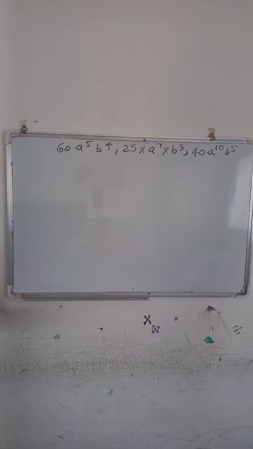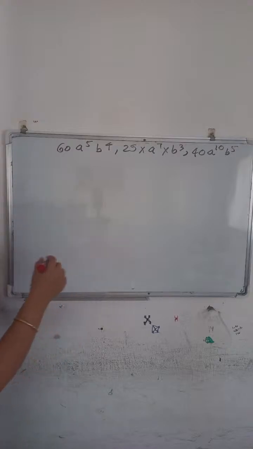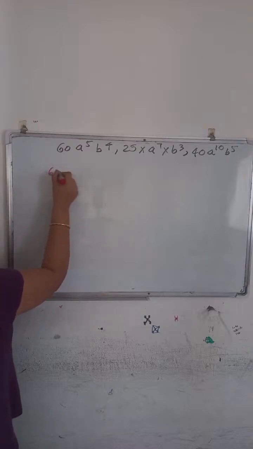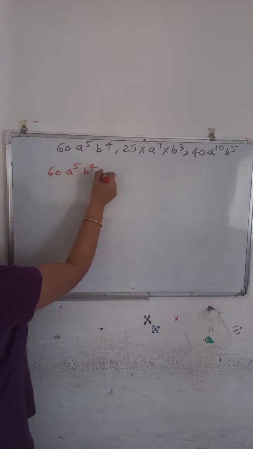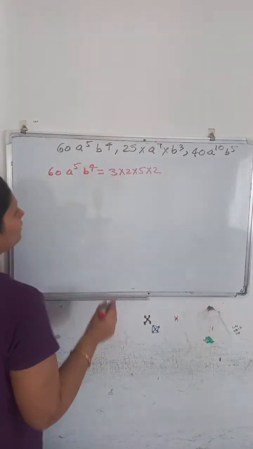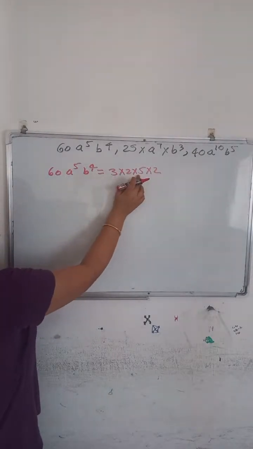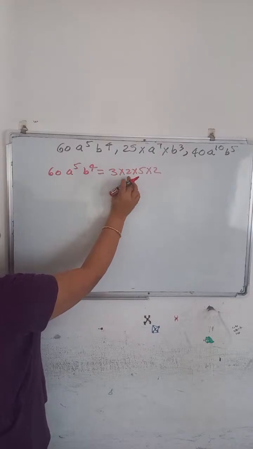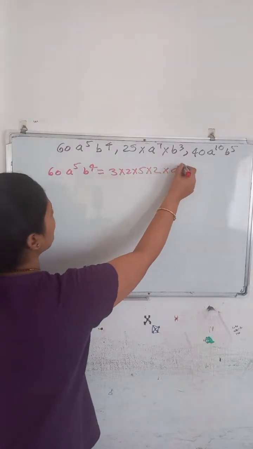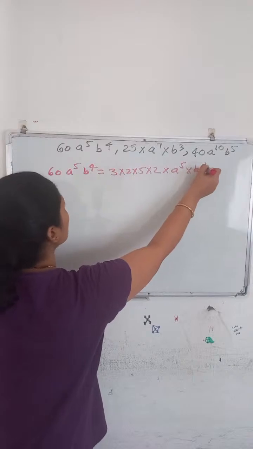We have to find out the common factors. If you want, you can split it or take the direct factors, but I will solve step by step. 60 a raised to 5 b raised to 4. 60 is nothing but 3 into 2 into 5 into 2, into a raised to 5 b raised to 4.